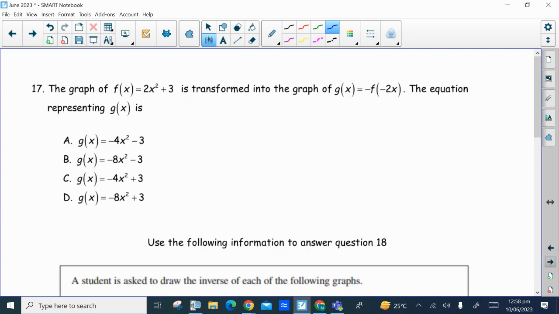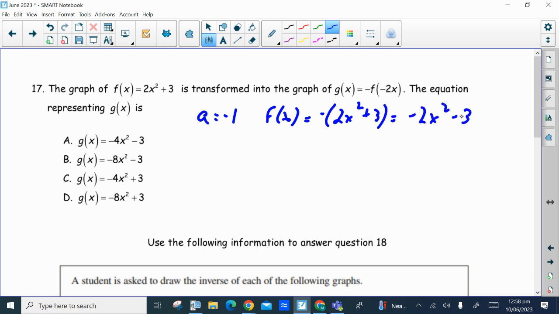Number 17, the graph of f(x) is transformed to negative f(negative 2x). What's the equation? So first thing, when a is negative 1, remember it's a times f(x). The entire function gets multiplied by negative 1. So just to illustrate that, we'll put it all in brackets, and that's going to make both signs change. So it'll look like that.